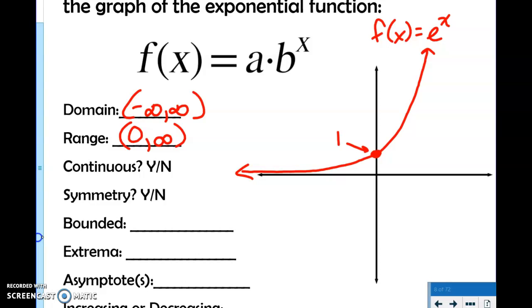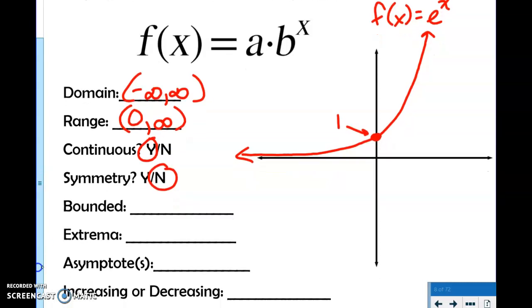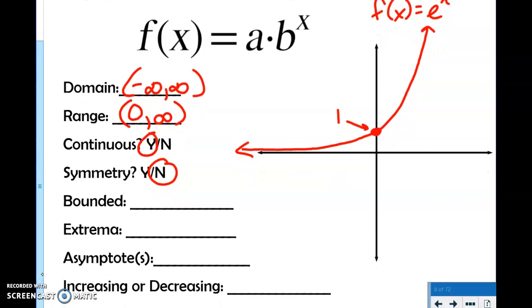Is it continuous? Yes. Continuous means that if I were to trace it from the tail all the way up, I don't have to ever take my pencil off of the paper, which is true. Is there symmetry? No. Bounded. I know you guys have seen that in homework and you probably don't know what that is. It's not a big deal for me. I think it's a big deal for calculus. Bounded means, is there like a line or imaginary line that keeps it from crossing over? And the answer is yes.